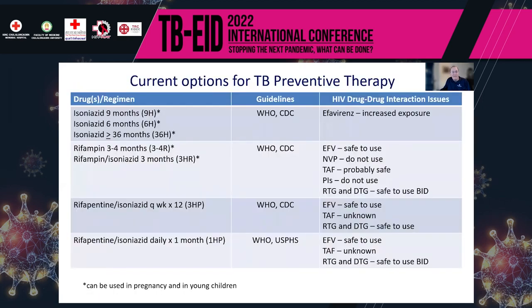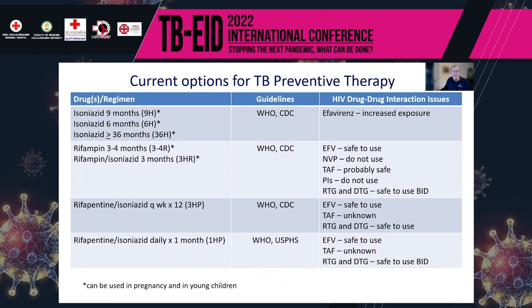So where are we now? We have a lot of options. We have 9 or 6 months of INH. We have 4 months of rifampin, 3 months of rifampin and INH. We have 3HP and we have 1HP. They're all endorsed by the WHO and the CDC or the U.S. Public Health Service. And we know how to use them with or not use them with most antiretroviral drugs that are currently in use.